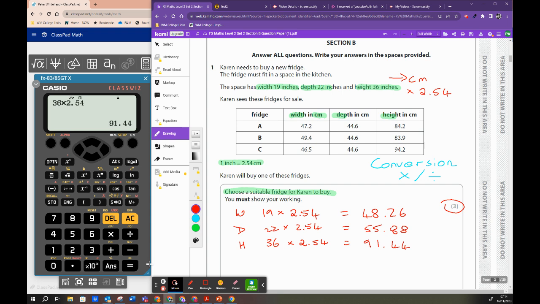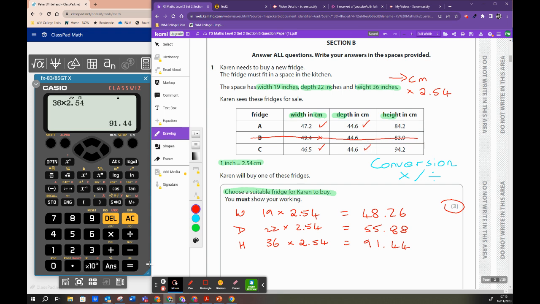So let's have a look at our widths. So 47.2 would be okay. 49.4 will not be okay. So 46.5 is okay. So regardless of the other two values, we can't have fridge B. Let's now look at the depth, 55.88. Again, anything smaller than this is okay. Anything bigger is not okay. Both of these are okay.